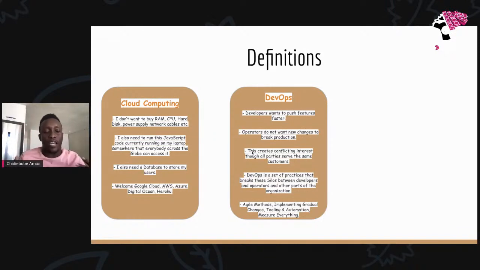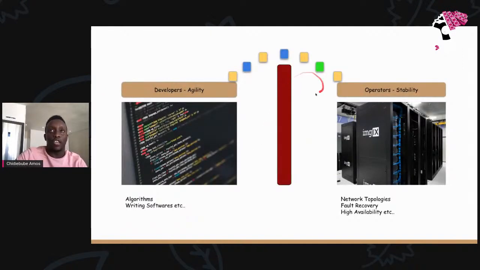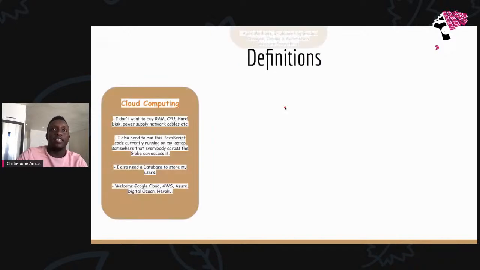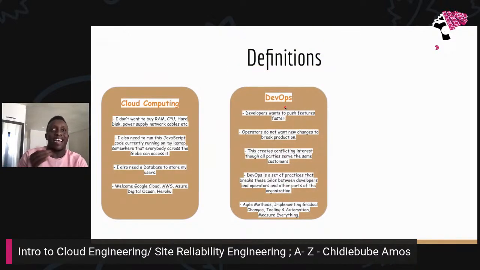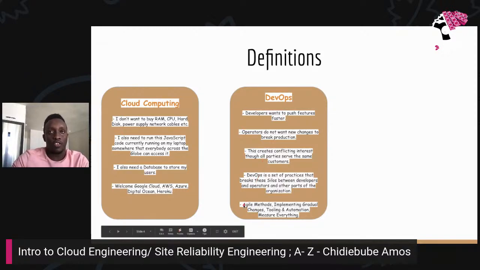Now that is where DevOps comes in to break that silo, as you see here, so that the operators and developers can work together because they all have a common goal: to serve the customers. So that is where you now have things like the agile methods, implementing gradual changes, automating everything you can, and then you measure everything. So those are basically the DevOps principles, right?